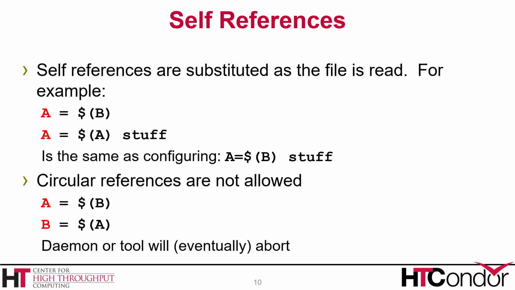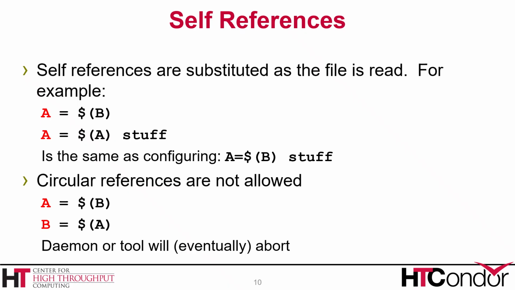Now, self-references are very commonly used. For example, in this line here, A equals $(A) stuff is the canonical way to append to the A variable. And this is used all over the place in Condor, and this is just a pattern that you'll see again and again. Circular references, however, are not allowed.